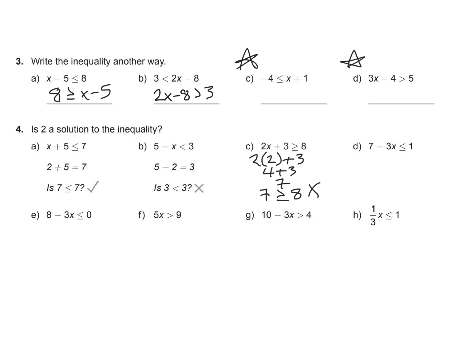For D, we'll do a similar thing. So we'll do 7 minus 3 times 2. So that would be 7 minus 6. 7 minus 6 is 1. And now we're going to check, is 1 less than or equal to 1? So we have includes it, or equal to. So this is a yes. So it is a solution. You need to try E, F, G, and H.